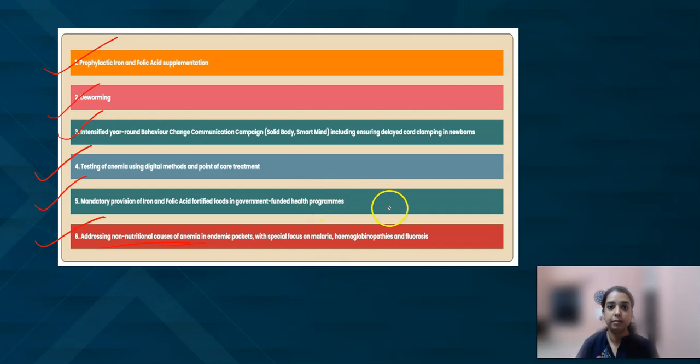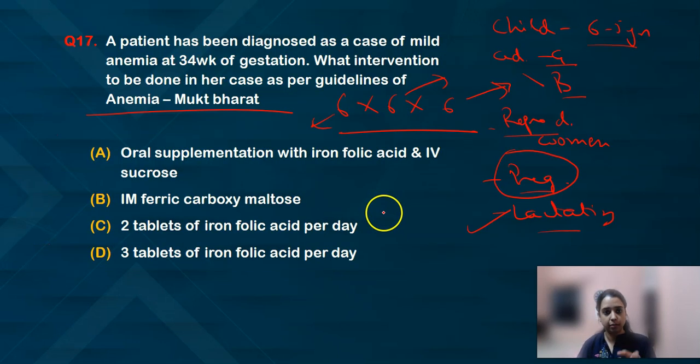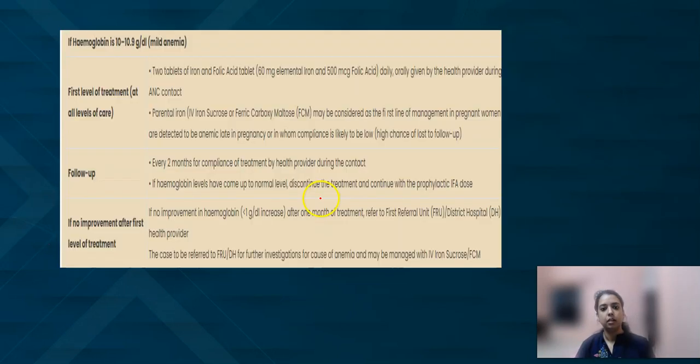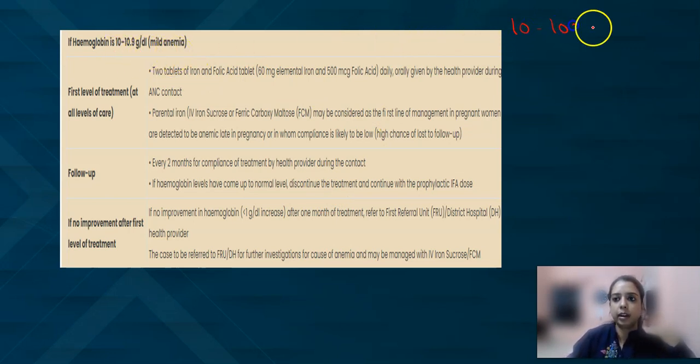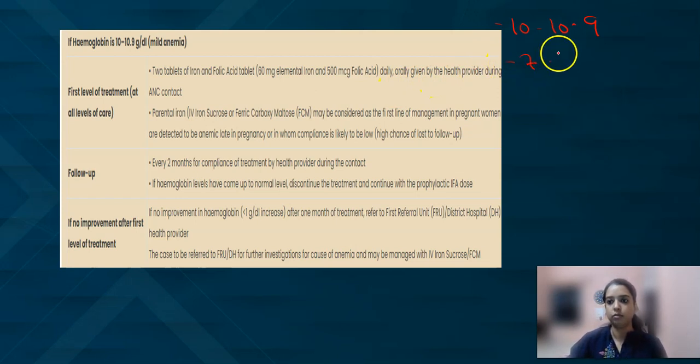So let's see what we are doing in the pregnant women. That's what is being asked. What intervention is done in case of mild anemia in them? So in anemia, 10 to 10.9 is mild. Then 7 to 9.9 is moderate, 5 to 7 is severe and less than 5 is very severe.